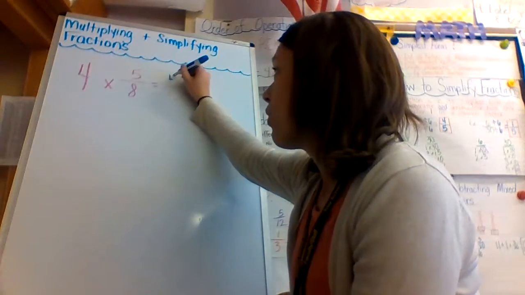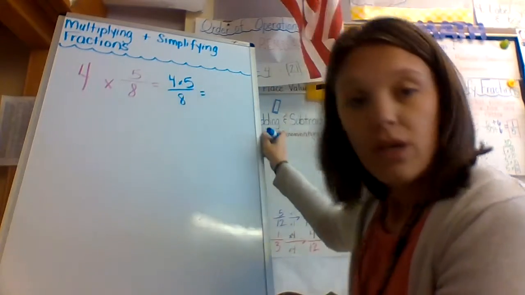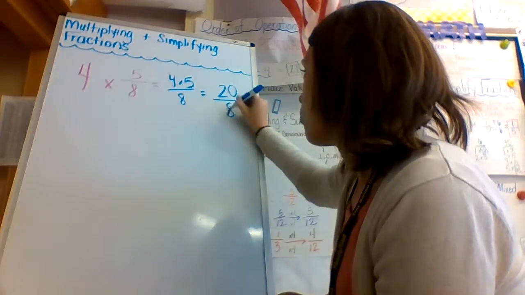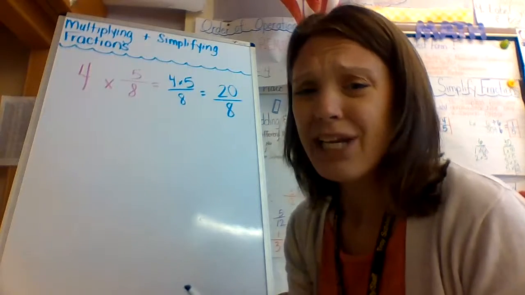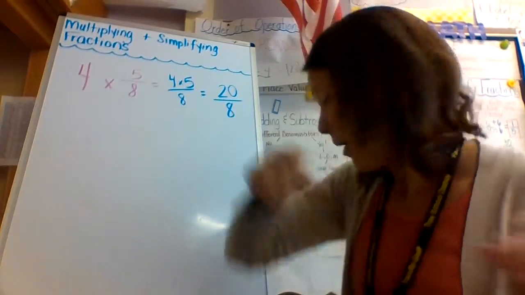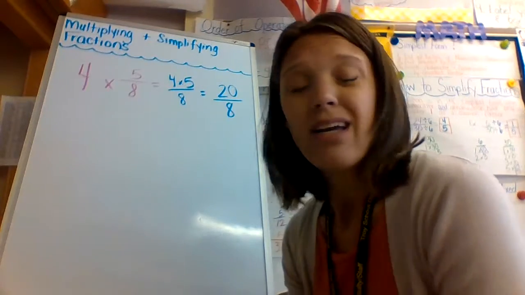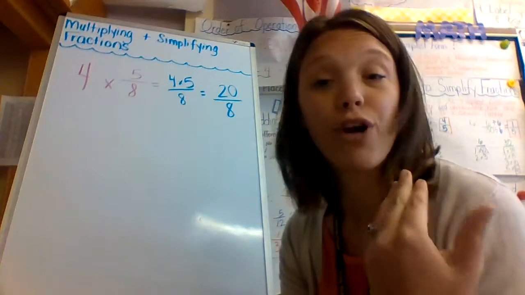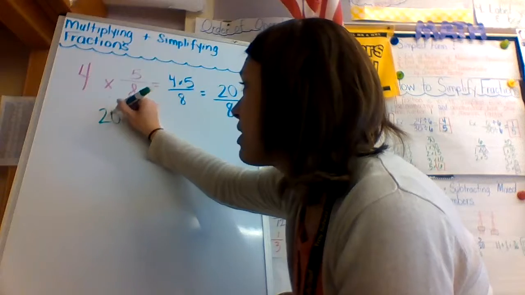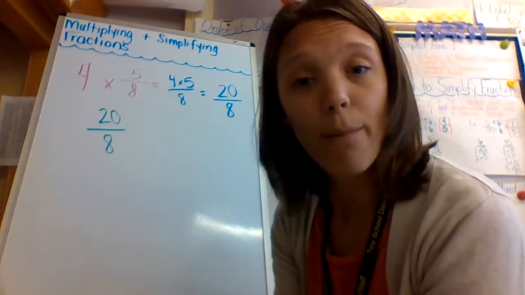So when I multiply the whole number and the numerator and keep the denominator the same, we know that 4 times 5 is 20, and the denominator will stay the same. But I have an issue with that answer because that is an improper fraction, meaning the numerator is greater than the denominator, and that's a problem for me. I prefer proper fractions or mixed numbers. So there are a few different ways that you can turn this improper fraction into a mixed number.